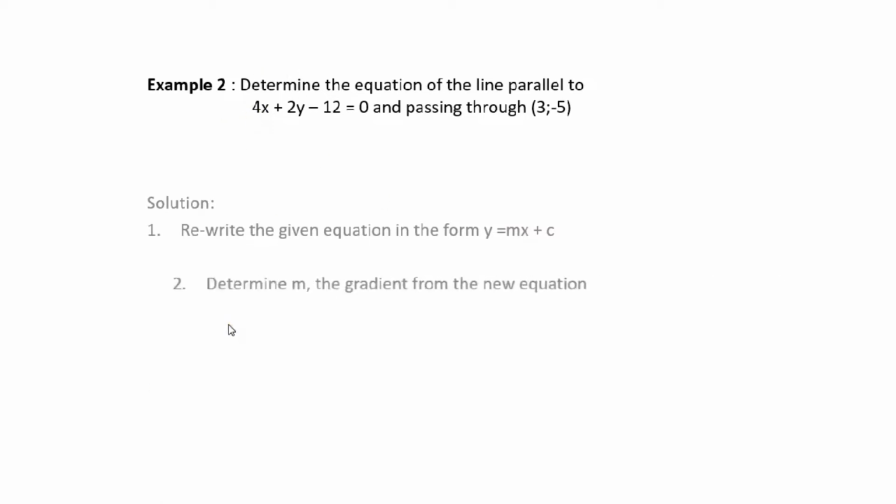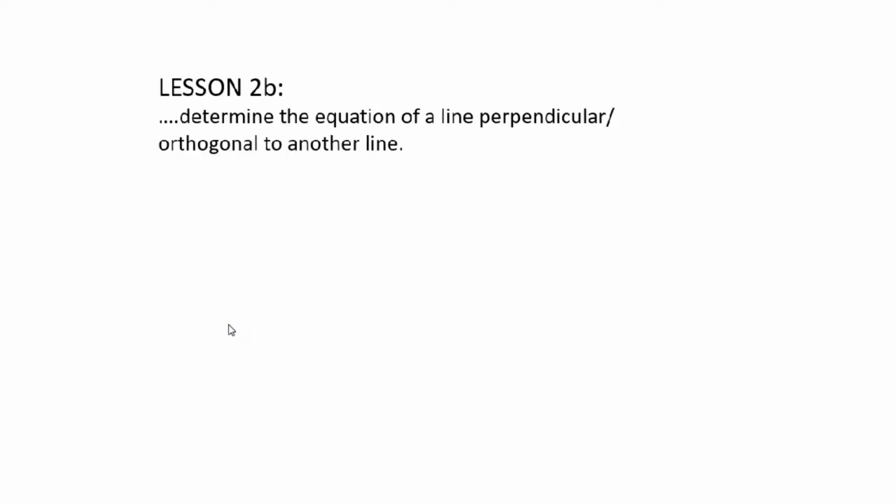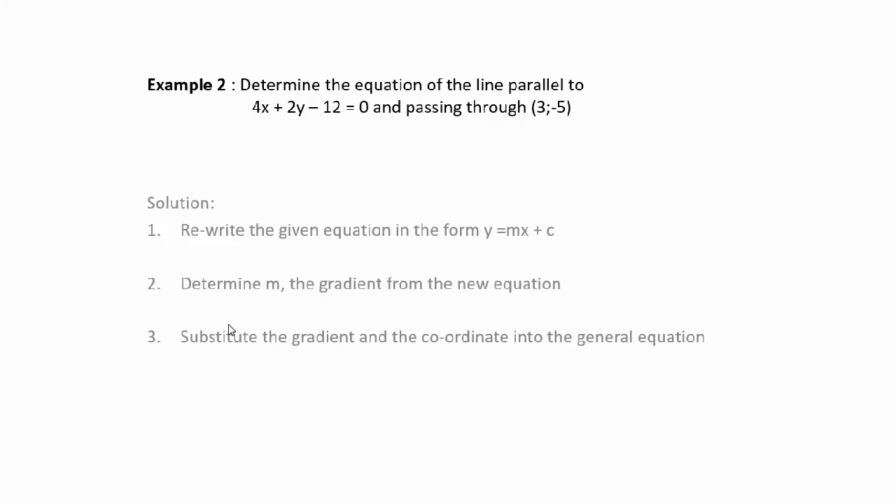And then after that, we will be able to determine the gradient of that equation, which will be the same gradient for the new line. Then, like we did earlier on, we will substitute the gradient and the coordinate into the general equation and then simplify everything. Now let's go to the board and demonstrate that.